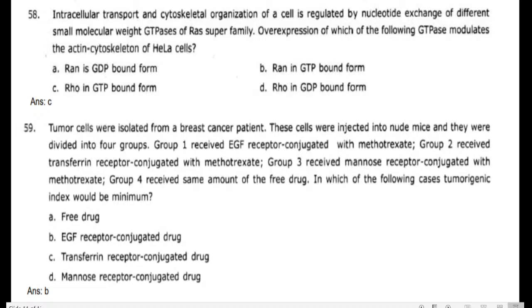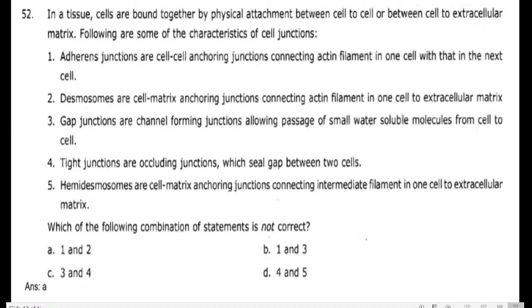Okay, next question is a big question but easy to answer. In a tissue, cells are bound together by physical attachment, between cell to cell or between cell to extracellular matrix, following some characteristic junctions. These are all the factors. Here they are asking which of the following combinations is not correct.